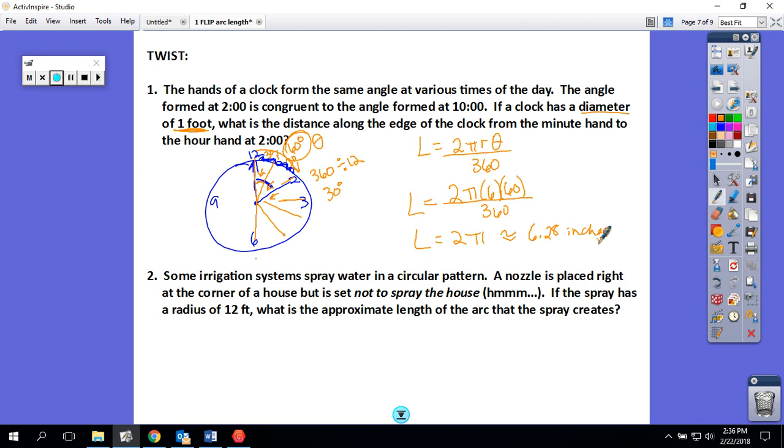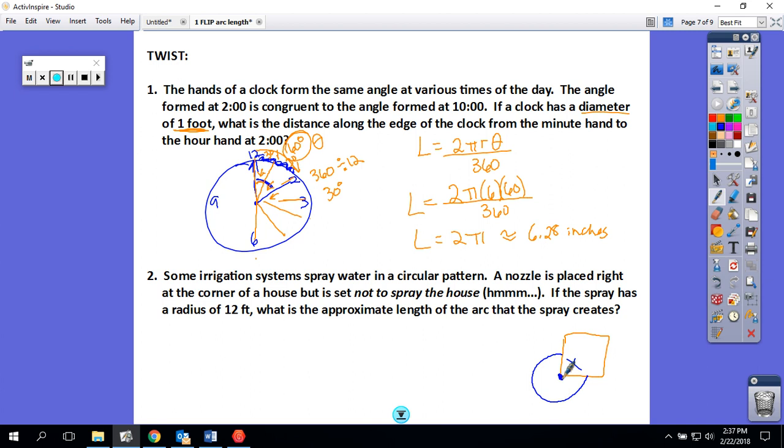Alright, number 2, some irrigation systems spray water in a circular pattern. A nozzle is placed right at the corner of a house, but is set not to spray the house. Okay, so let's visualize this. So let's say that this is a view from up above of a house, and it says that the sprinkler is set at the corner of the house, but we don't want it to spray the house. Alright, so that means it's going to spray all of this, but not this. Okay, so we need to know what this angle is going to be.